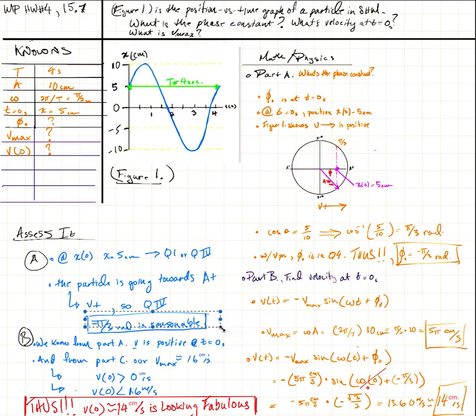Part B is 14 centimeters per second, a reasonable number? Well, our velocity max was 16 centimeters per second, and our velocity max is at the position x equals 0. So any position on figure 1 other than 0 has to be less than our velocity max. Thus, everything's looking fabulous.